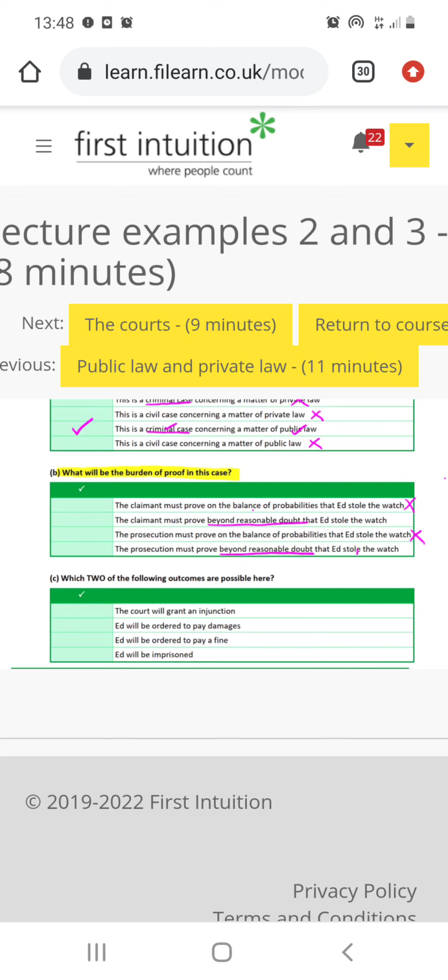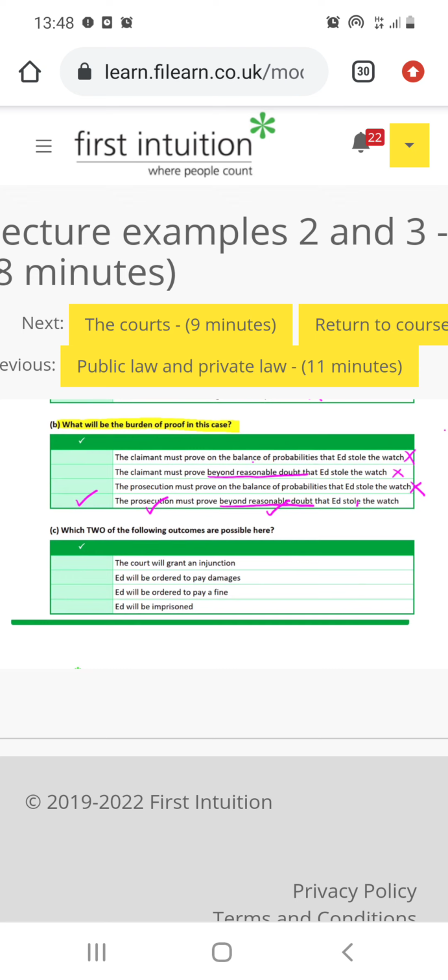In number 2, the claimant must prove beyond reasonable doubt that Ed stole the watch. This isn't correct. It's actually the prosecution who need to prove. So number 2 is incorrect. And number 4 is correct. The prosecution have to prove beyond reasonable doubt that Ed stole the watch. It's the correct terminology and the standard of proof for a criminal case.